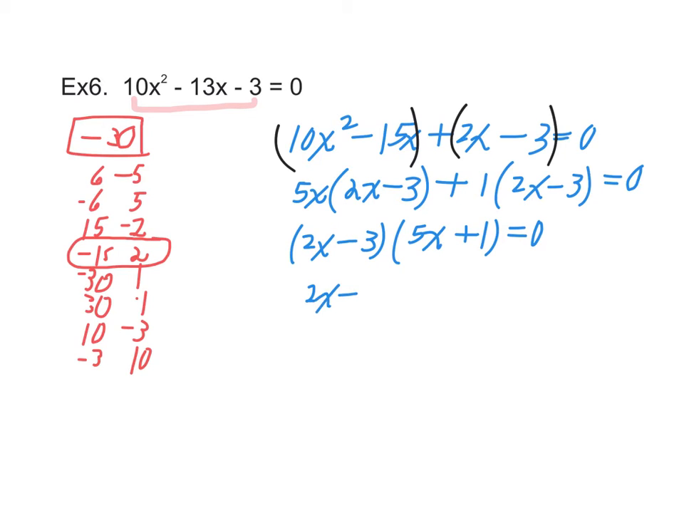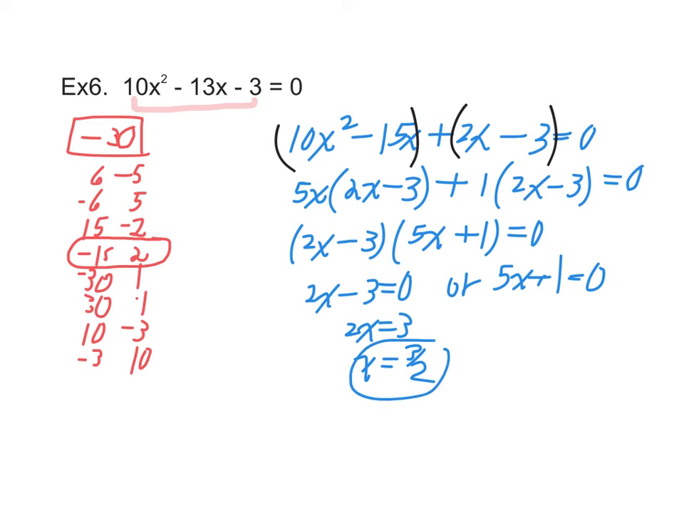Either 2x minus 3 equals 0, or 5x plus 1 equals 0. Two small equations to solve. It looks like we'll have two solutions. x can equal 3/2, or x can equal -1/5.